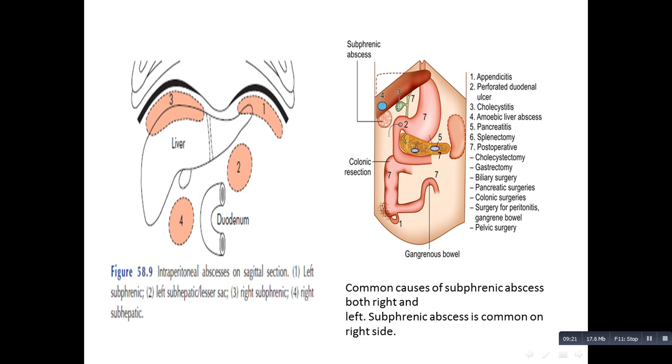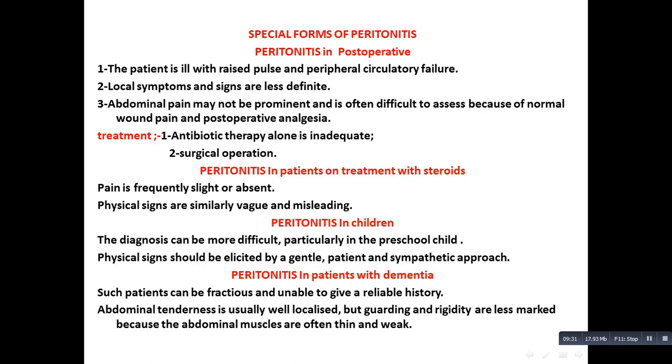A special form of peritonitis is post-operative peritonitis. The patient is ill with raised pulse and peripheral circulatory failure. Local symptoms and signs are less definite. Abdominal pain may not be prominent because the patient has had surgery. Treatment: antibiotic therapy alone is inadequate, and a surgical operation is needed.